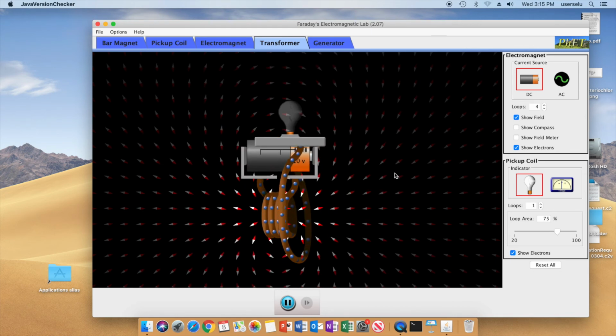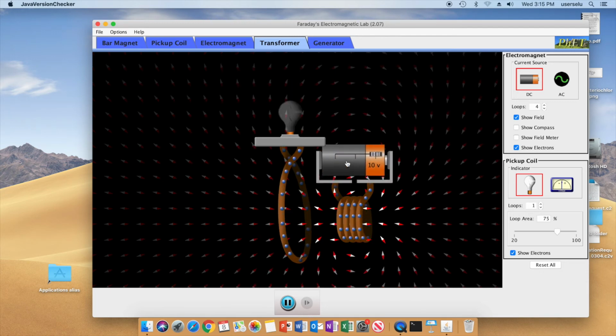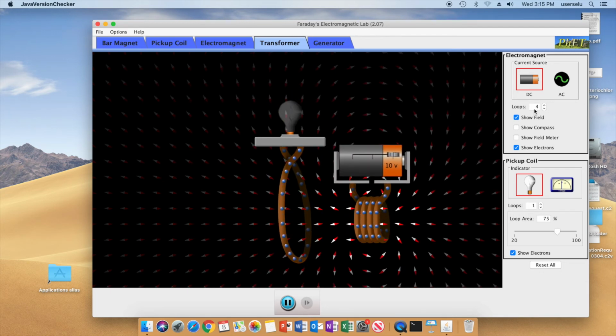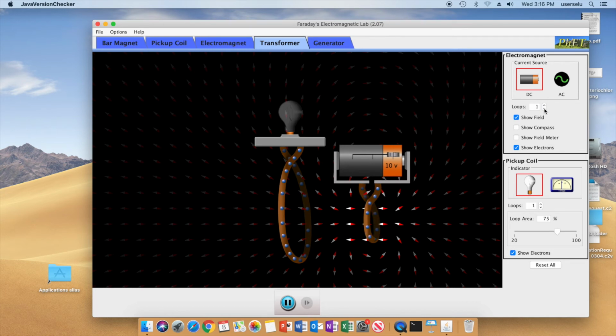Now the other thing I can do is up the number of turns. Right now I have 1 loop in my solenoid. I can go all the way up to 4 loops in my solenoid. Whoops, it doesn't have 4 loops, it only has 1. Oh, it's changing the coils on the primary, sorry. I didn't realize I was changing the coils on the primary.